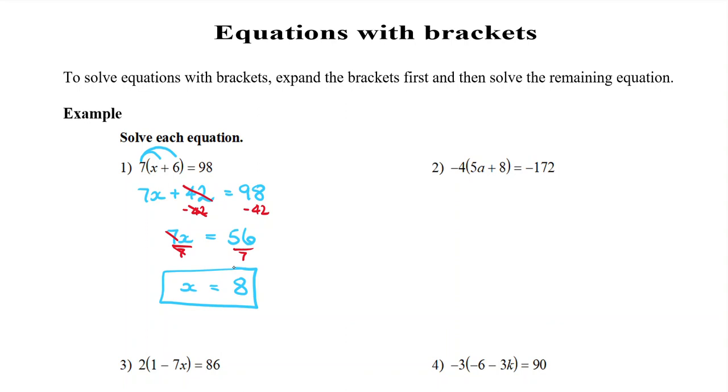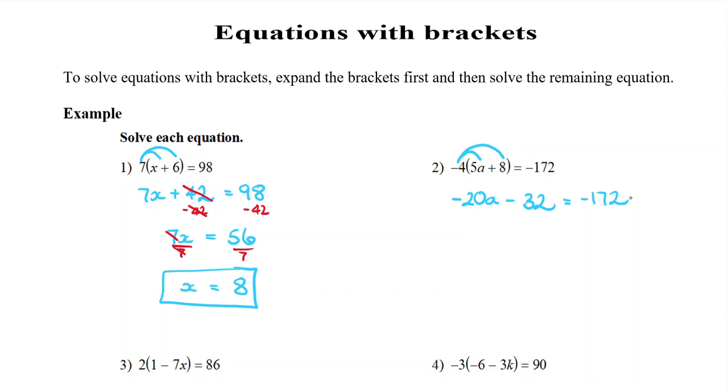All right, so I'm going to do that over and over and over. Question 2, you have to be extra careful when there's a minus sign at the front of your brackets, but we're still going to expand it out. What is minus 4 times 5a? Be negative 20a. Good. Now, negative 4 times 8 is negative 32, and that's equal to minus 172.